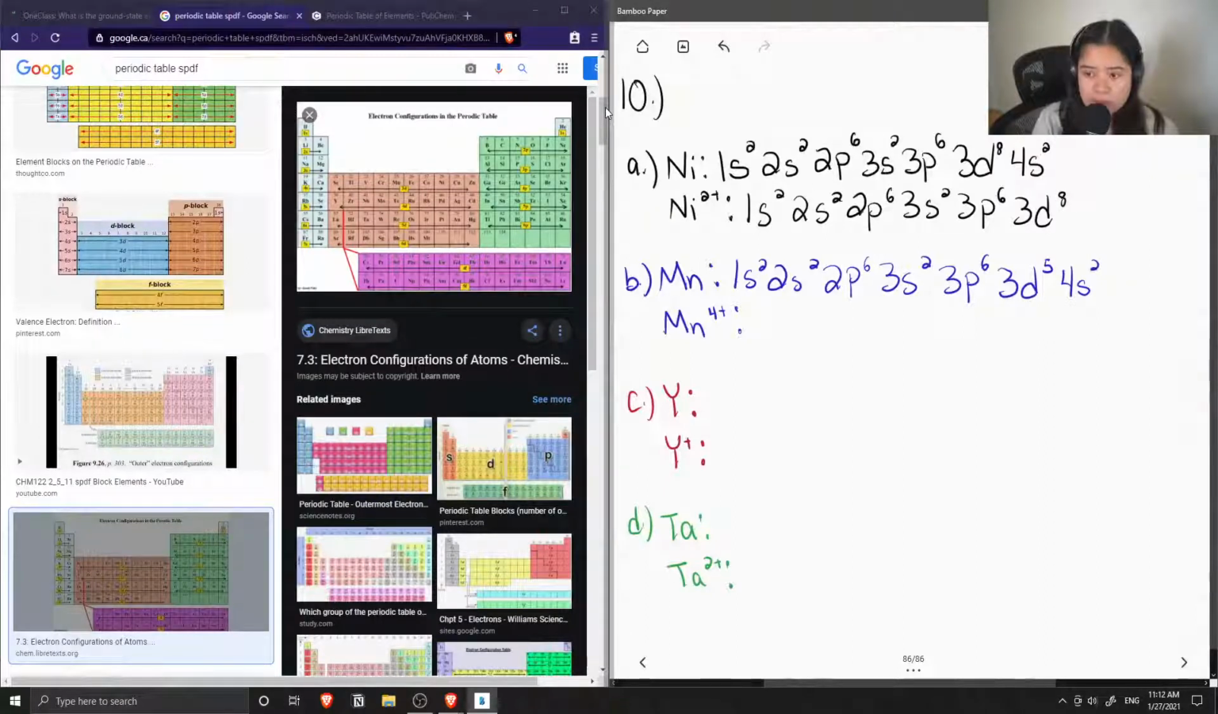So then when we remove 4 electrons, our new electron configuration becomes 1s2, 2s2, 2p6, 3s2, 3p6, and then 2 electrons from the 4s orbital are now gone, and then 2 more electrons from the 3d orbital are gone, so it becomes 3d3.